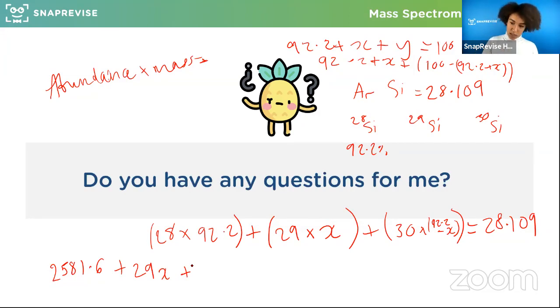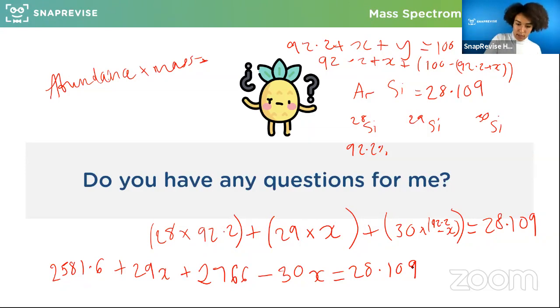Okay, so we're going to be doing 30 times 92.2, which gives us 2766. And then we should also have minus 30X is equal to 28.109. And then we collect together our 29X and our 30X. So I'm going to collect together those numbers first as well. So you guys should be doing this along with me, because if I'm putting this in my phone calculator wrong, then someone is going to need to tell me. So I'm writing it up here because I've run out of space. So we should have 5347.6, and then I'm going to collect these together as minus X is equal to 28.109.